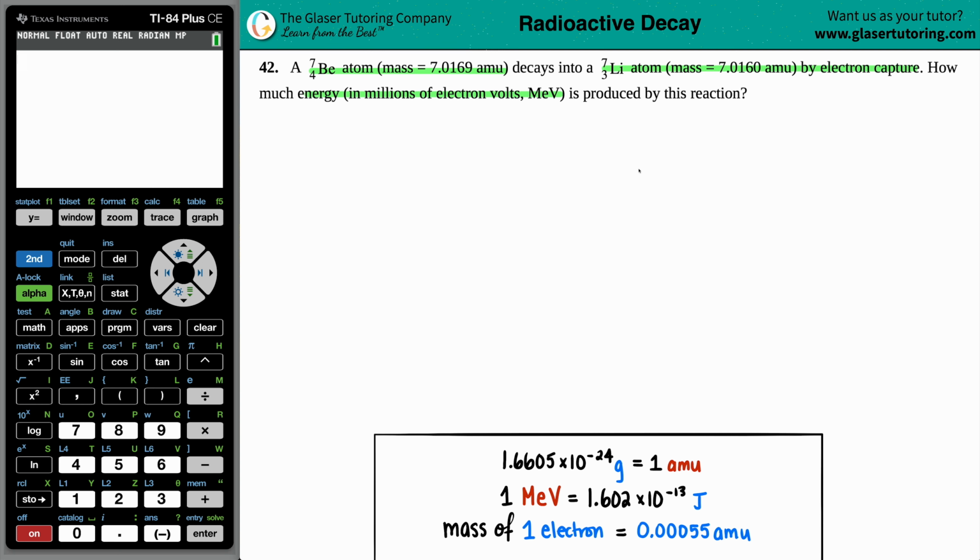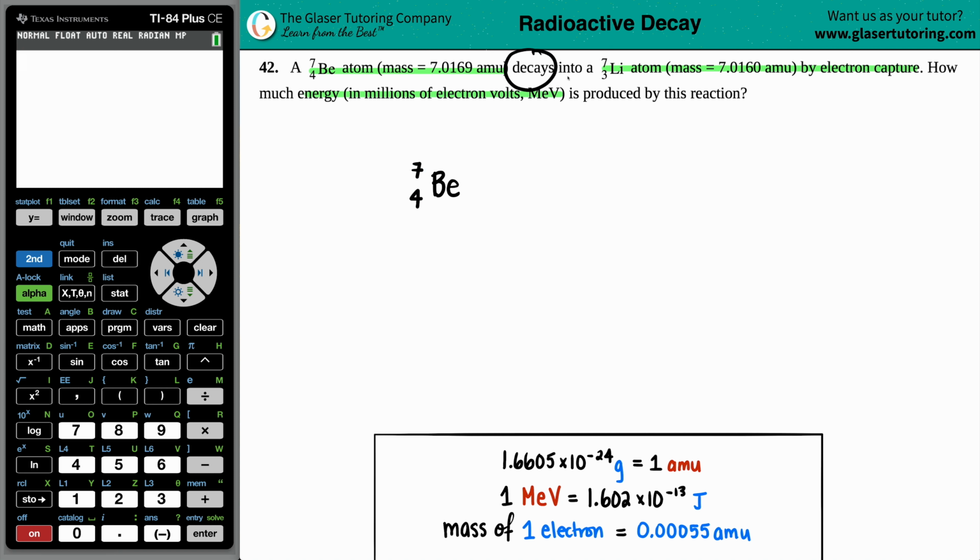So let's first write out that balanced nuclear equation. Now, in this case, it's beautiful because they give us both the mass number, which are the top numbers, and the bottom numbers, which are the atomic numbers. Now, we're starting off with beryllium, so we got Be. It's got a mass number of 7, so that's protons and neutrons, and we got an atomic number of 4.